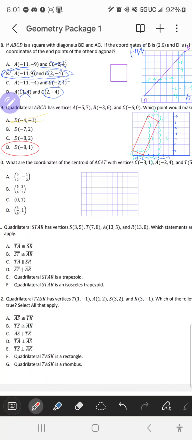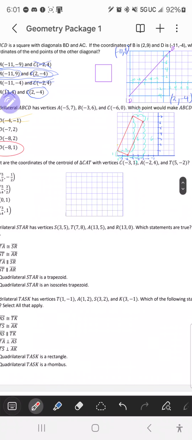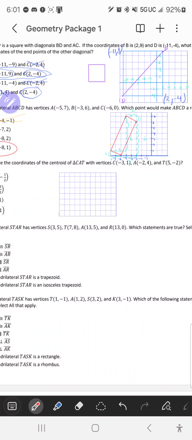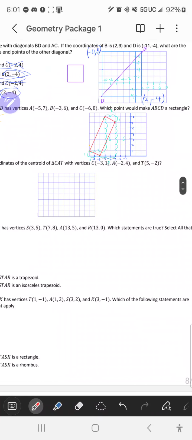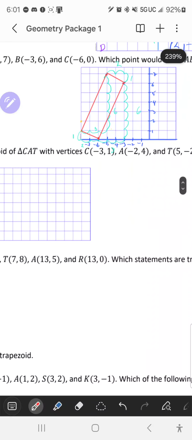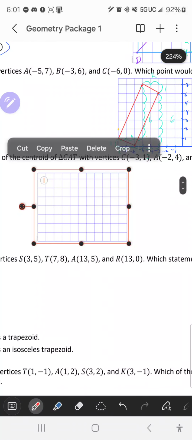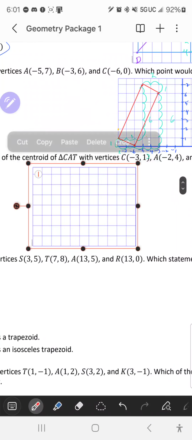Now, what are the coordinates? Like question 3. What are the coordinates of the centroid of triangle CAT with vertices C (-3, 1), A (-2, 4), and T (5, -2)? First, I'm going to do my scale.